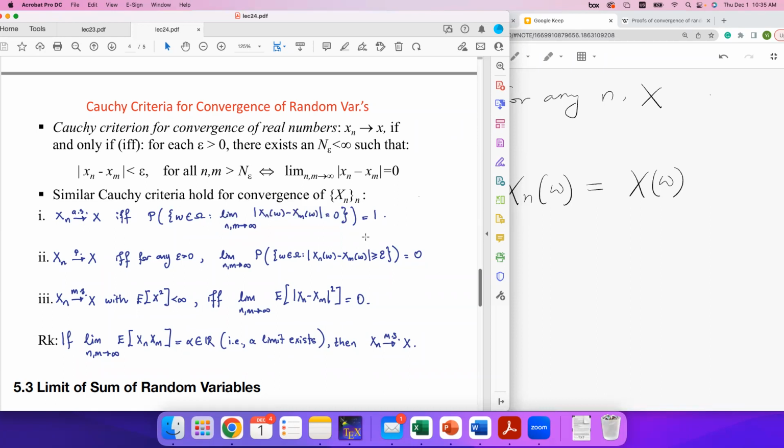But I think we probably don't need this. If you are familiar with the Cauchy criterion in calculus, you can use it. Sometimes these criteria will be more convenient. But I think we probably don't need this in the homeworks, so I will skip that.